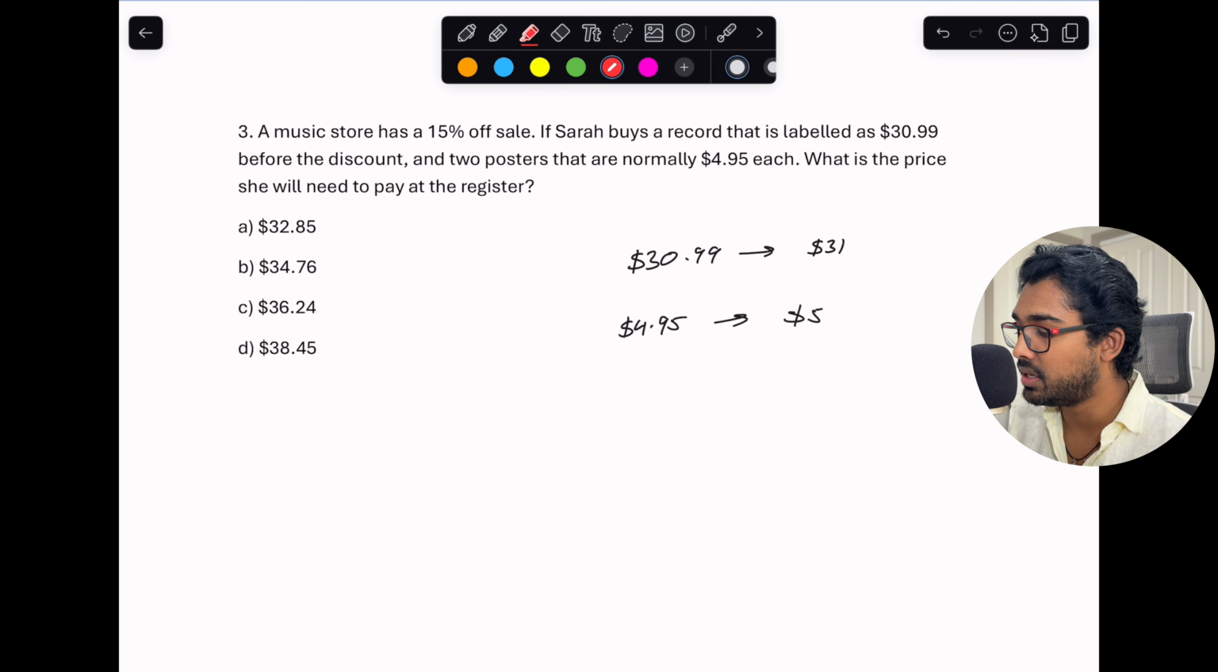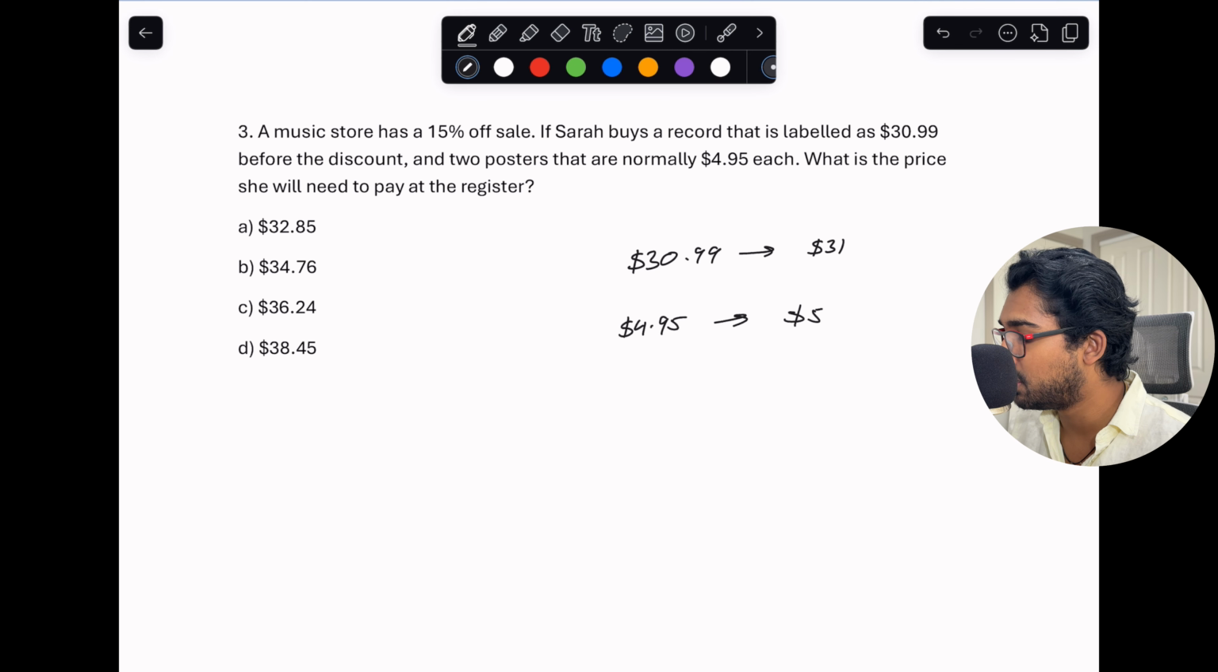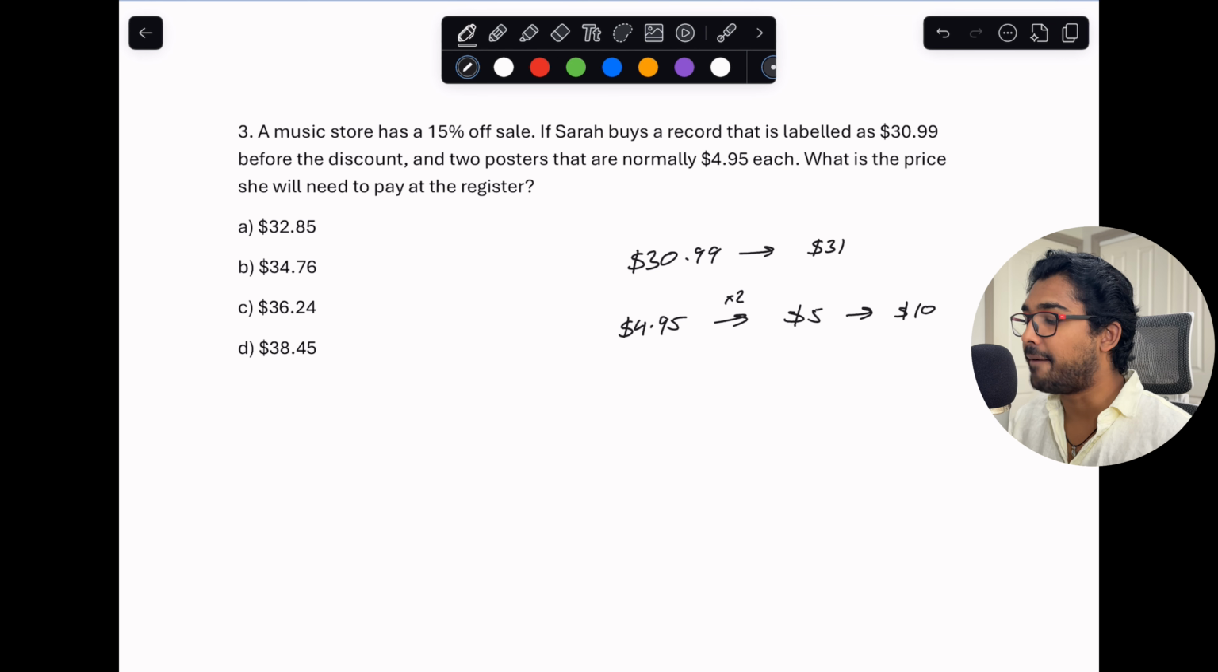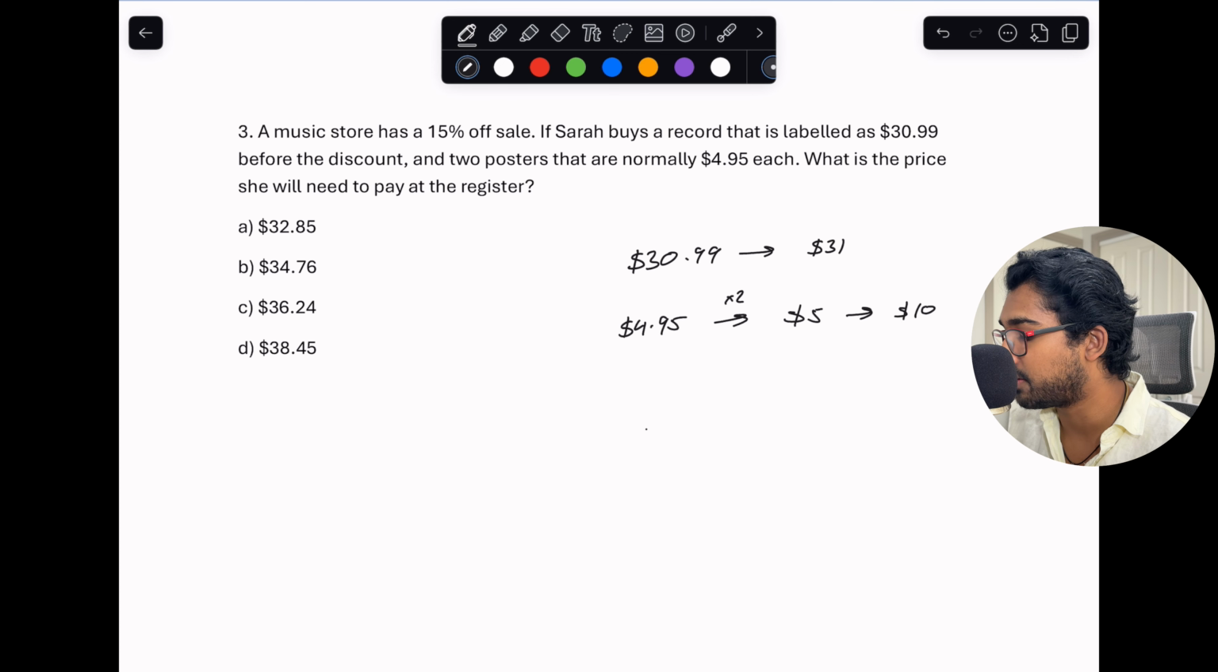Key thing here is that I have 2 posters. So I need to multiply this by 2, which means that this actually becomes $10. Okay. Now, the question asks, what is the price she will need to pay at the register? So what's the actual final price she has to pay? All I need to do now is recognize that 15% off just means 85% of the original.